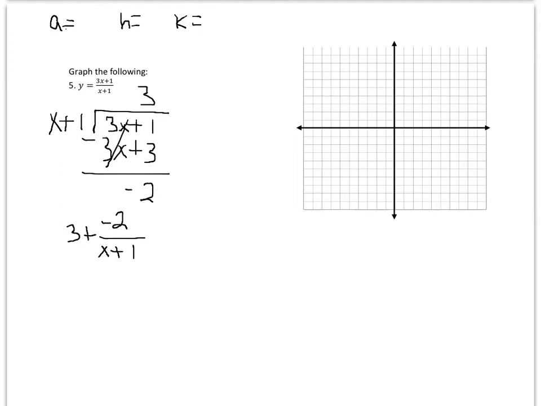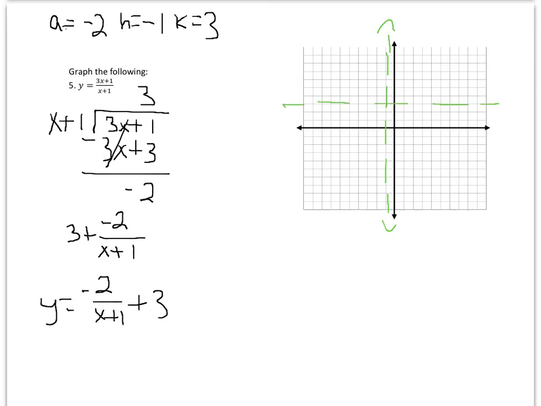If I go to rewrite this now, I get y equals. Remember, I can say negative 2 divided by x plus 1 plus 3, because it's a positive 3. Now you can tell me A is negative 2, H is negative 1, K is 3. So we go to graph this. Well, if H is negative 1 and K is 3, means I have those two.